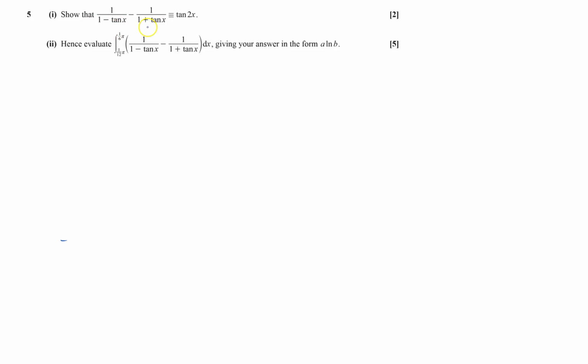So I've got to combine these two fractions, so I've got to subtract them, so I've got to have the same denominators. So times the denominators together, I get a difference of 2 squares on the bottom, so that'll be 1 minus tan squared x on the bottom.